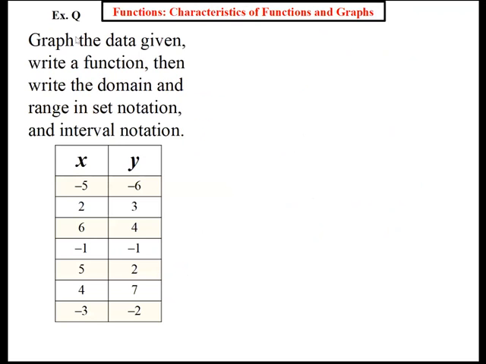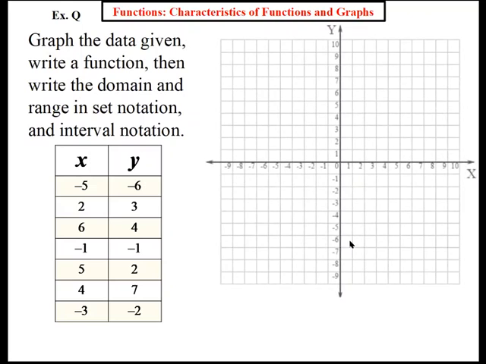Example Q. Next to your coordinate plane, copy this. It says graph the data given, write a function, then write the domain and range in set notation and interval notation. The table given for X values, they give us -5, 2, 6, -1, 5, 4, -3. And for our Y values, -6, 3, 4, -1, 2, 7, 2. Go ahead and copy that next to your coordinate plane, and then we'll do this one together.